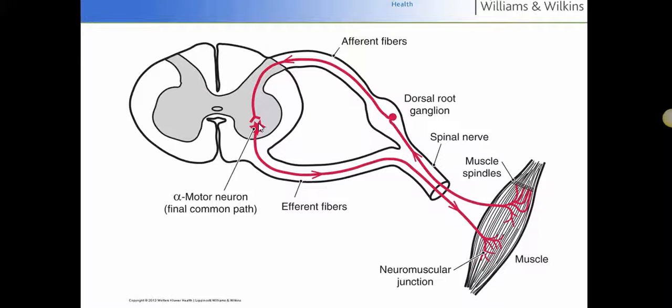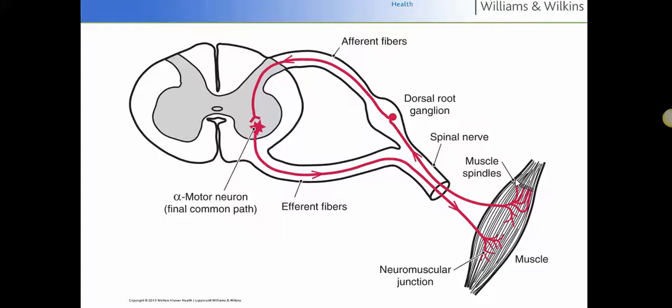So basically you have the alpha motor neuron, you have the gamma motor neurons, and then you have something called the muscle spindles. So we will talk about it in the subsequent slides, but it's very important to know this. Let me give you a brief overview of how this works.